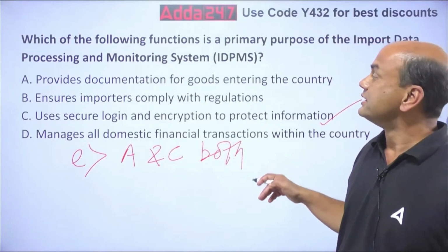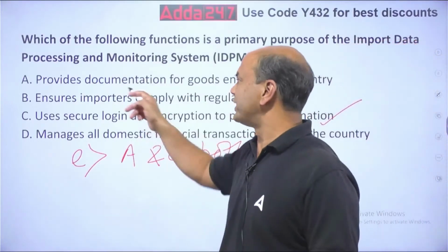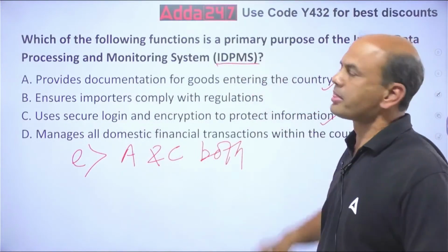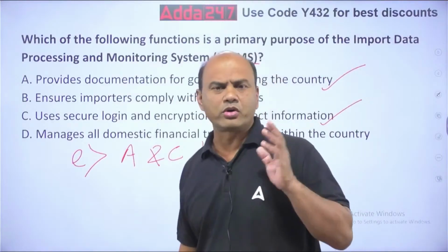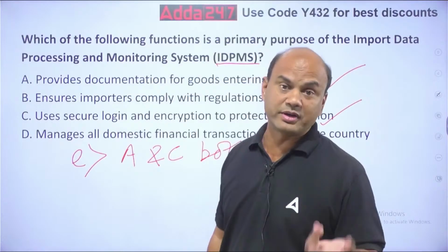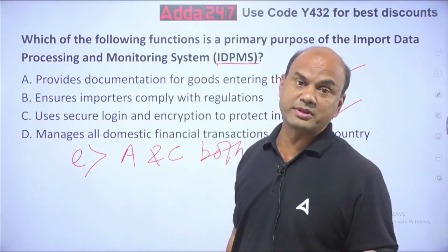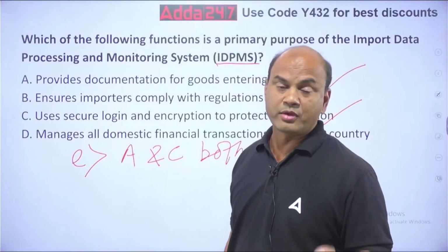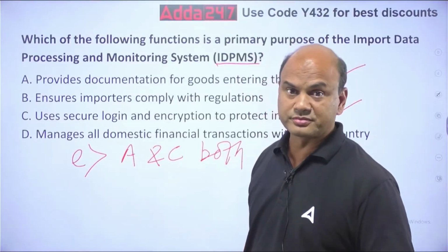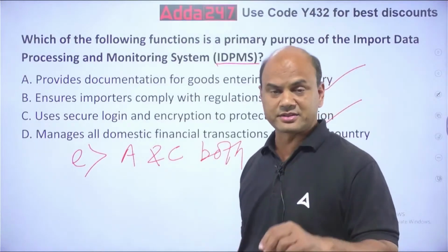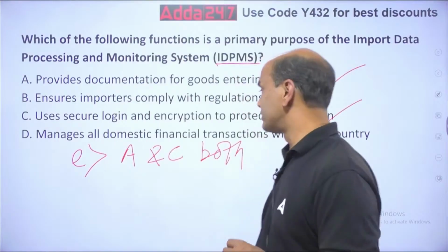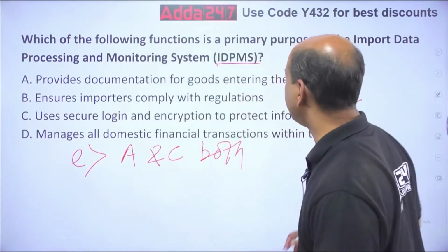Right? Second, the most important part is it provides documentation for goods entering the country. IDPMS, import. So it will give you the idea what documents are required. If some goods are entering the country, what is the bill of entry? Which bill of entry is required? What all other documents are required? Otherwise, how will the banker know? It must give at least the list or whatever are the latest changes. So A and C. Got it?